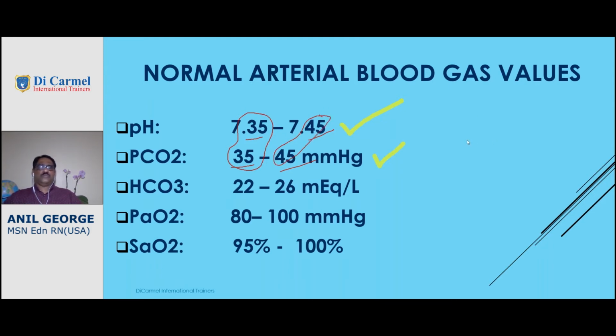Okay, good. And then bicarb 22 to 26 mEq per liter. And then partial pressure of oxygen 80 to 100. And oxygen saturation 95 to 100.